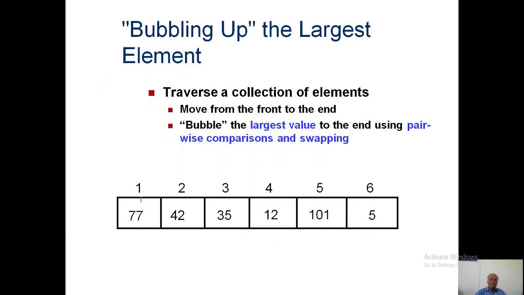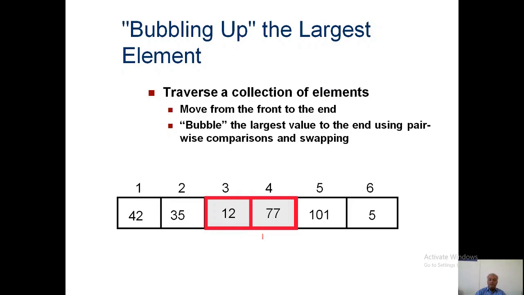Here the first element is 77 and the second element is 42. They need to be compared. Always, what is our condition? The first element must be lesser and the second element higher. Here the first element is larger, so it needs to be swapped. Again the second and third elements are compared, and again swapped, because 77 is larger than 35. Then the third and fourth elements are compared, 77 and 12. 77 is bigger, so swap again.